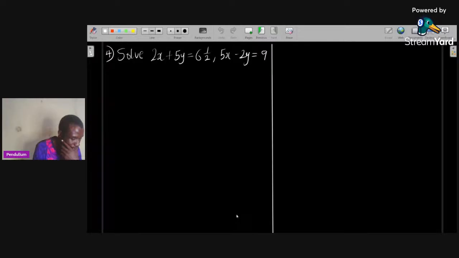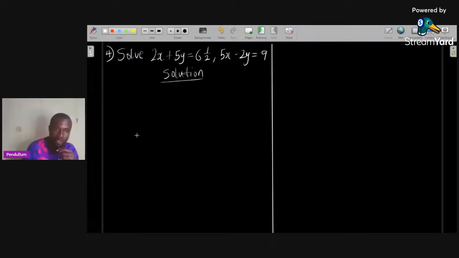Now, we have two equations here, which means this is a simultaneous equation. Simultaneous means occurring at the same time. If this is a simultaneous equation, we can solve it different ways. There's substitution, elimination, graph, and even matrix. But here I'm just going to use the elimination and substitution methods.